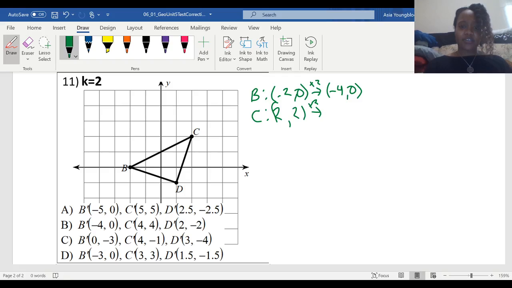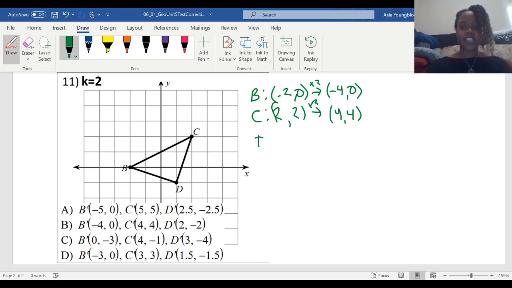Multiplying by our scale factor 2 is going to change this point to 4, 4. Again, all I'm doing is multiplying both of these values by 2. -2 times 2 is -4, 0 times 2 is 0. 2 times 2 is 4, 2 times 2 is 4.